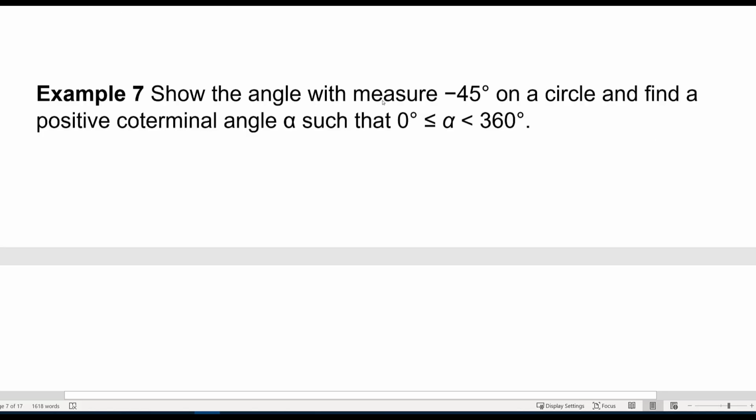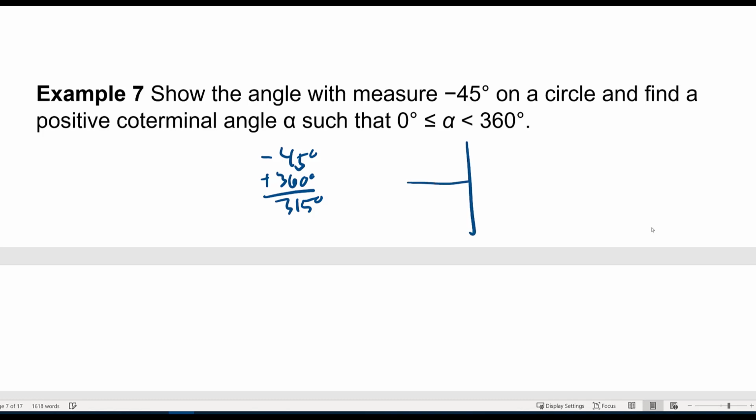Show the angle measure negative 45 degrees on the circle and find a positive coterminal angle alpha between 0 and 360. So we have negative 45 degrees plus 360, which is 315 degrees. Negative 45 degrees is this angle down here. In the other direction, it's positive 315 degrees.